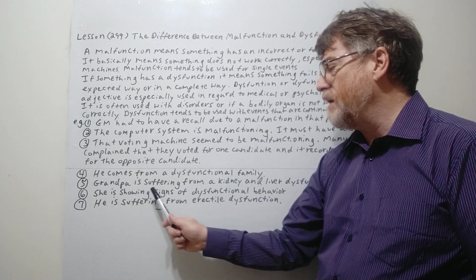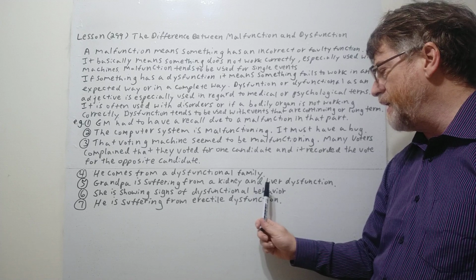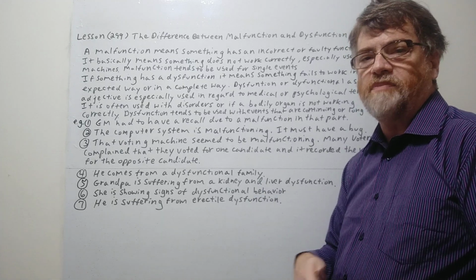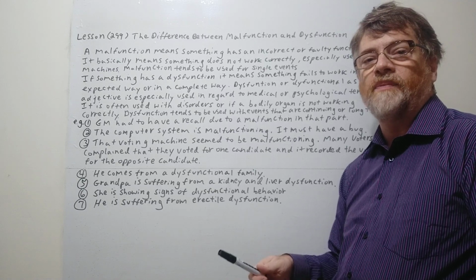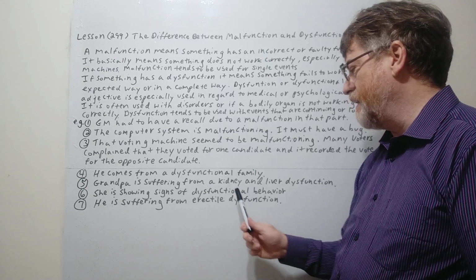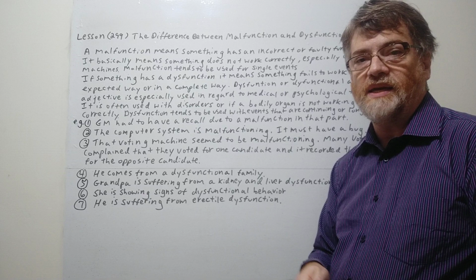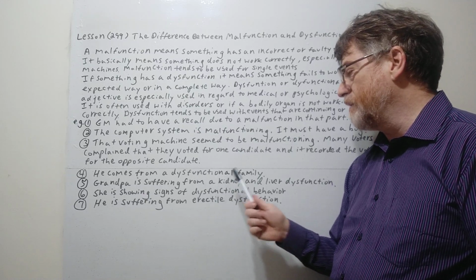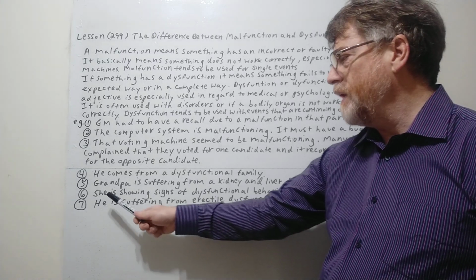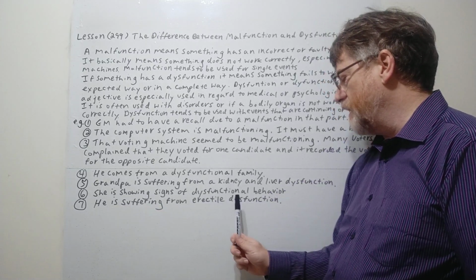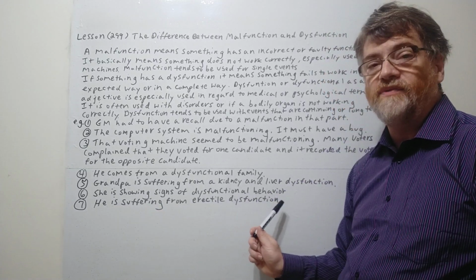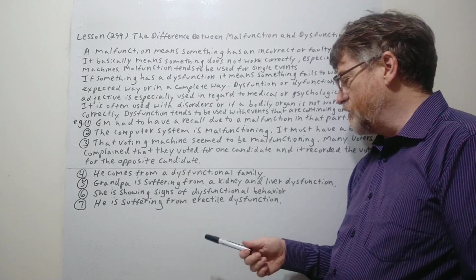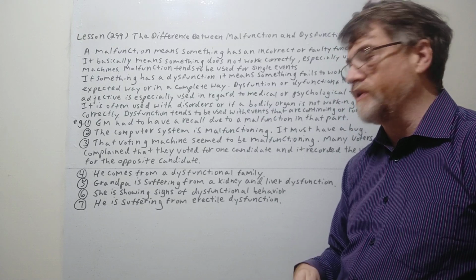Number 5, Grandpa is suffering from a kidney and liver dysfunction. It's your body parts. It's a body part that's not working correctly. So we don't usually say a malfunctioning kidney. We usually say dysfunction or dysfunctioning or dysfunctional kidney. All right, let's continue. She is showing signs of dysfunctional behavior. Again, remember both medical and psychological terms. In this sense, we'll probably use dysfunctional.